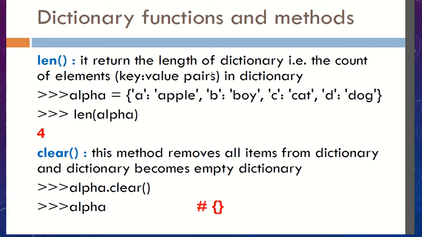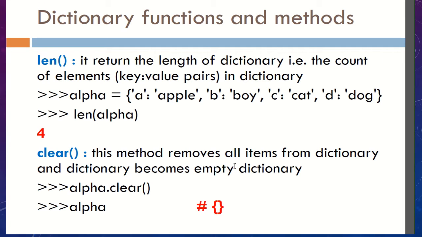The length function returns the length of the dictionary, that is the count of elements available, like key then value pairs. You can see A apple, then B boy. So when you write len(alpha), it will give us the count of how many key and value pairs are available, like 1 2 3 4. So 4 pairs are available, it will give us 4.